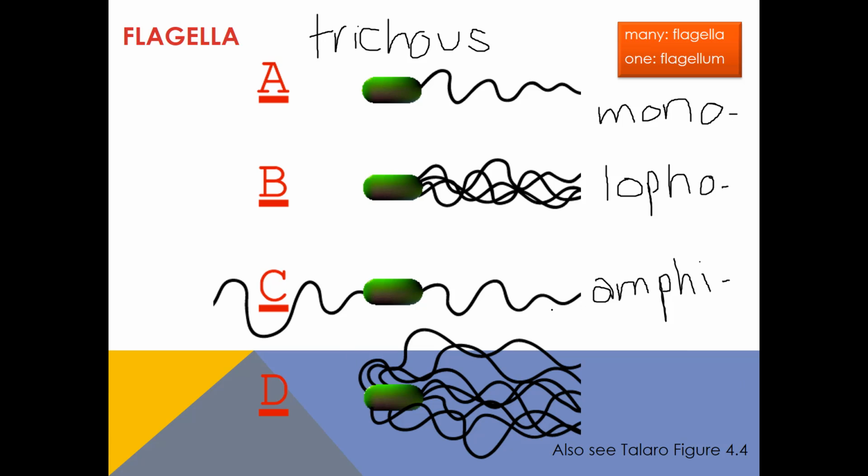Amphi, I remember this one because mono means one. Amphi, if you can use both your left hand and your right hand, you are ambidextrous. So ambi sounds like amphi. And then this last one goes all the way around the perimeter of the organism, or peritrichous.